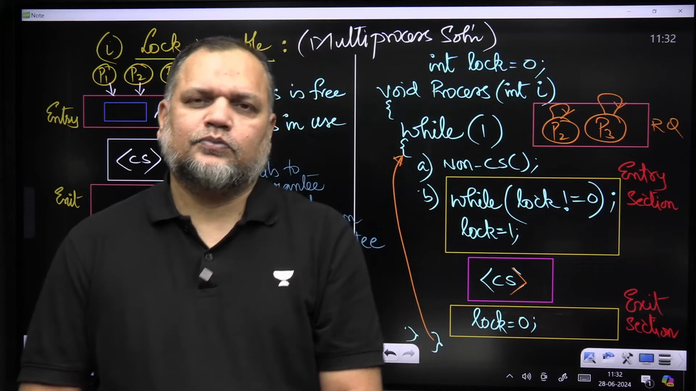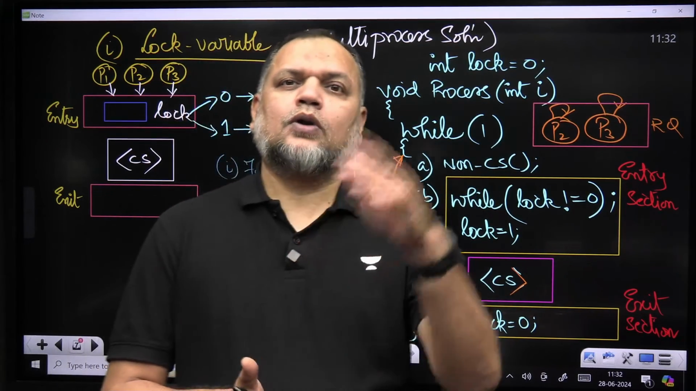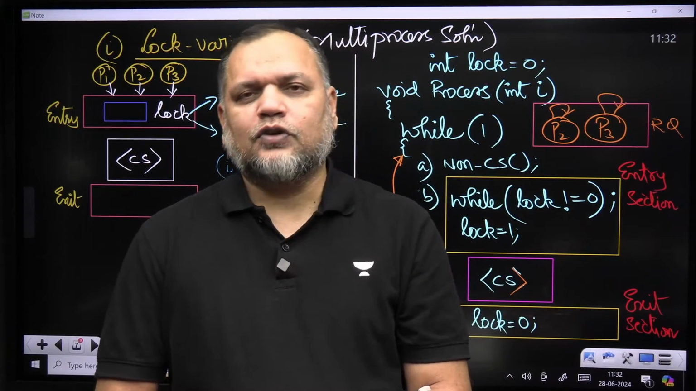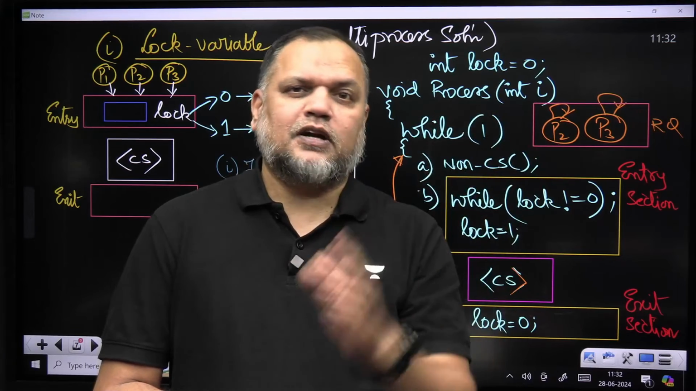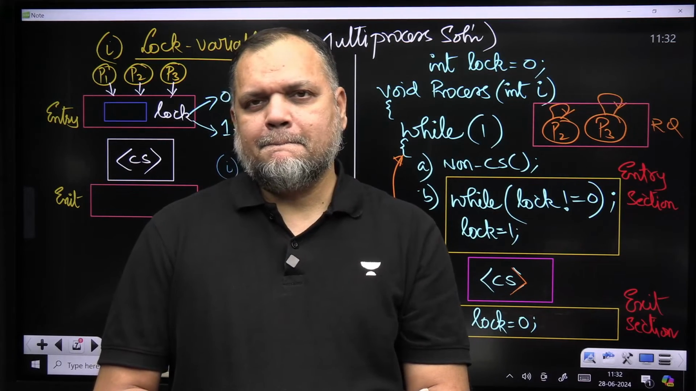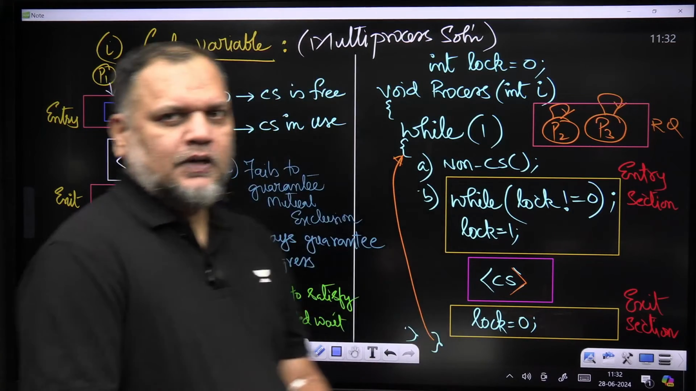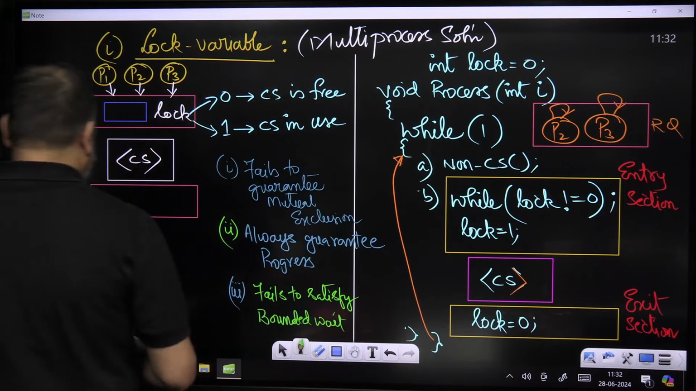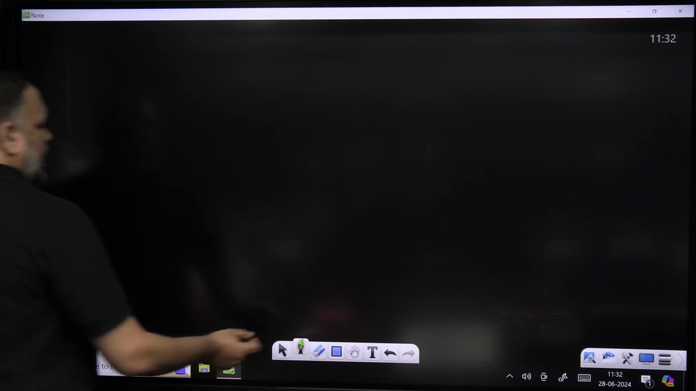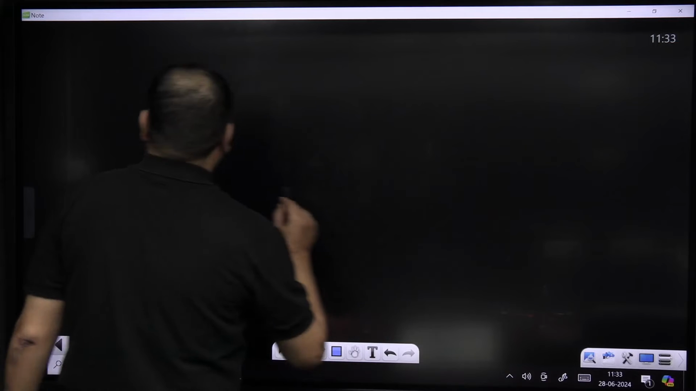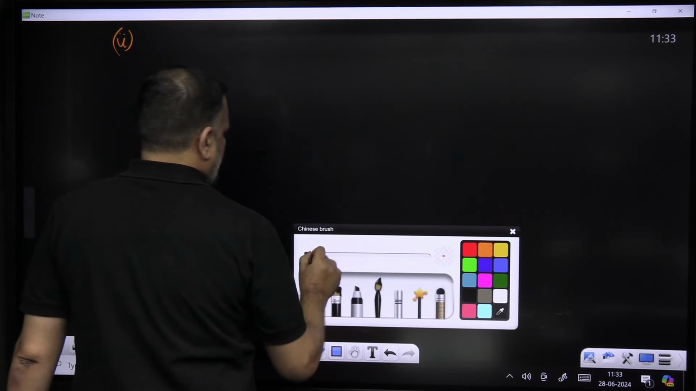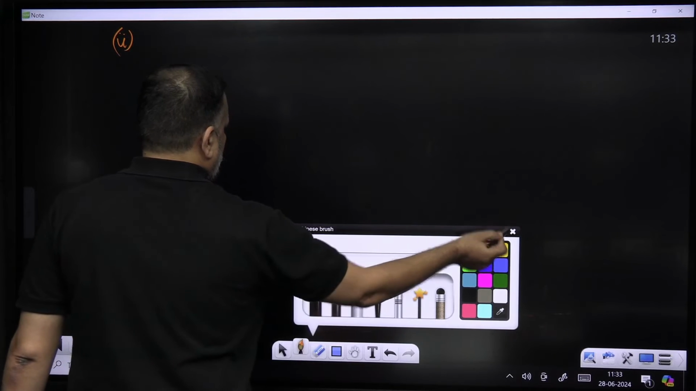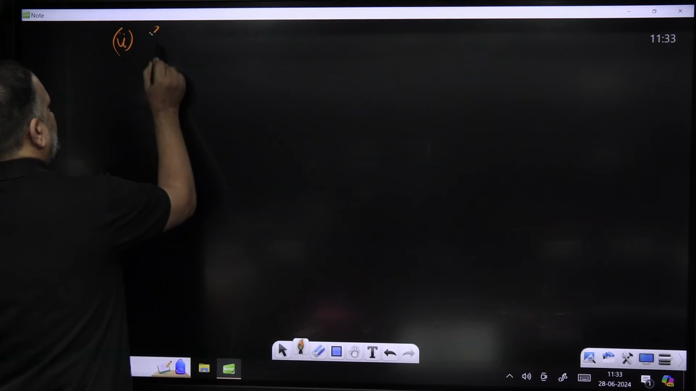ठीक है, तो वो कंट्रोल किया जाएगा हार्डवेयर सिंक्रोनाइजेशन में, जहां पर बात होगी TSL एंड स्वैप एंड कंपेयर एंड स्वैप इंस्ट्रक्शंस की. ठीक है, वो बाद में देखेंगे. उससे पहले एक सेकंड सॉफ्टवेयर सोल्यूशन है जिसका हम डिस्कशन कर लेते हैं, the name of this is strict alternation.